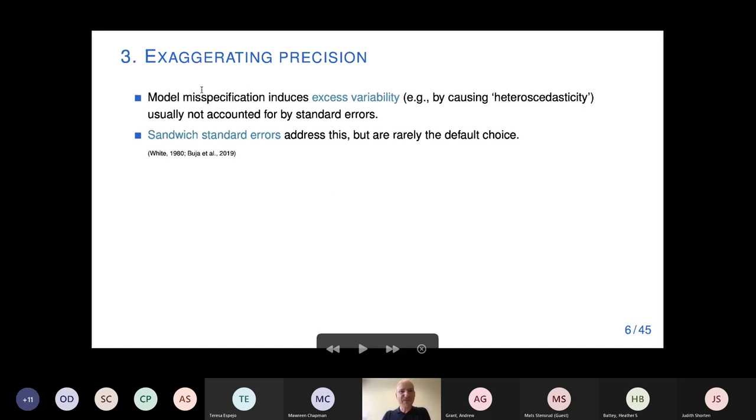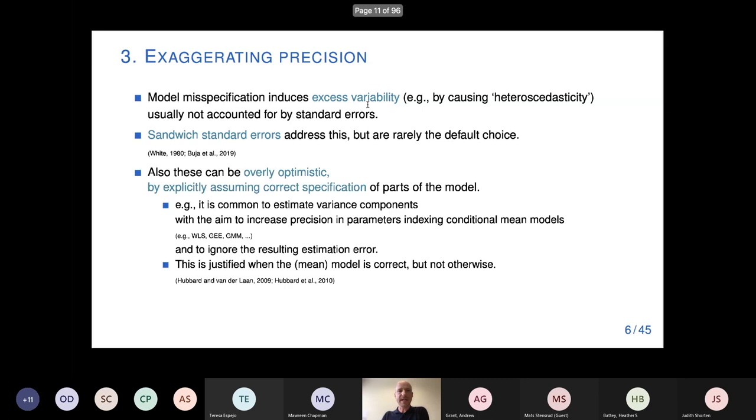So model misspecification, let me just expand a little bit on that, may also induce excess variability. So it's not only effect estimators that are affected, but also standard errors may be affected, because model misspecification often gives rise to heteroscedasticity that is not accounted for in the usual standard errors that we report. Sandwich standard errors address this, but they're, first of all, rarely the default choice. And even those can be overly optimistic because they often assume that certain parts of the model are correctly specified.